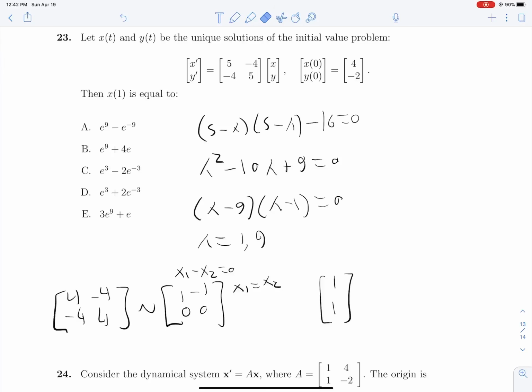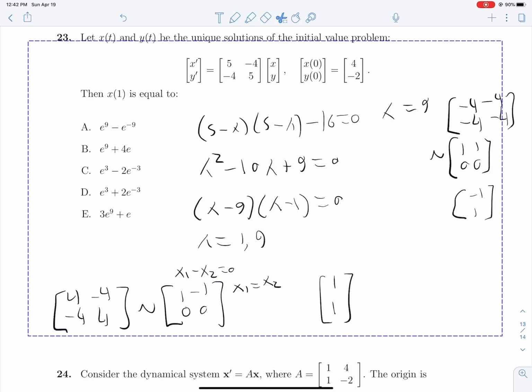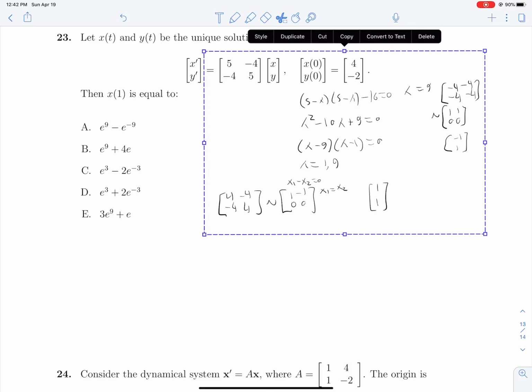So there's our first eigenvector. For lambda is equal to 9, we get negative 4, negative 4, negative 4, negative 4, which simplifies to 1, 1, 0, 0, and by the same logic, we'll get an eigenvector of negative 1, 1 out of that whole exchange.